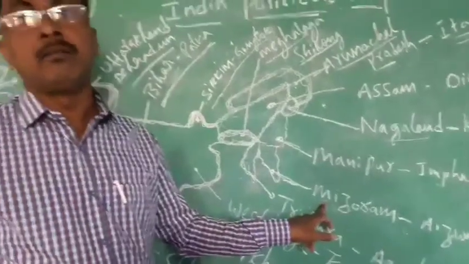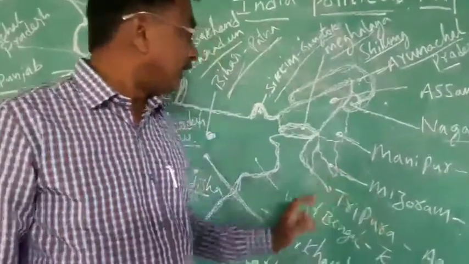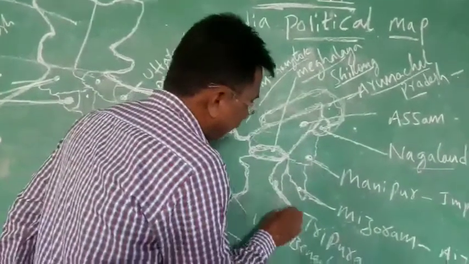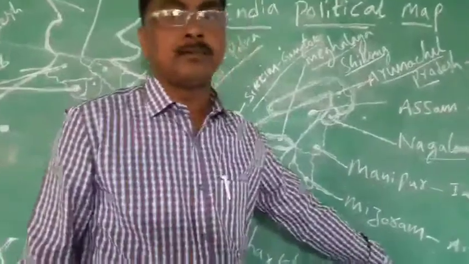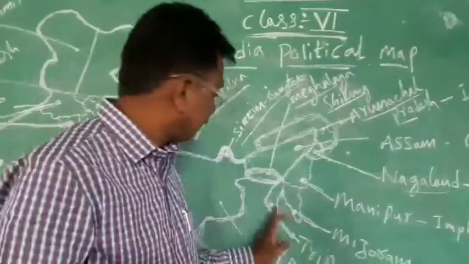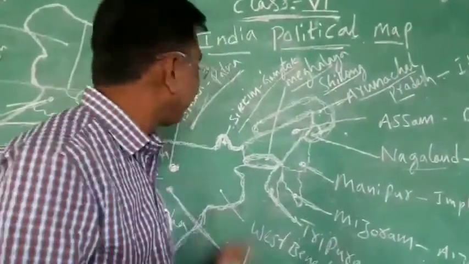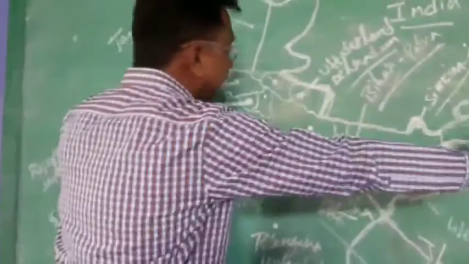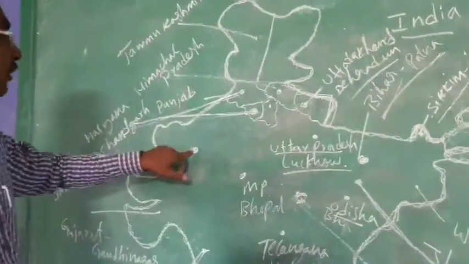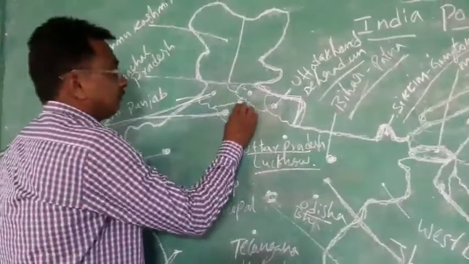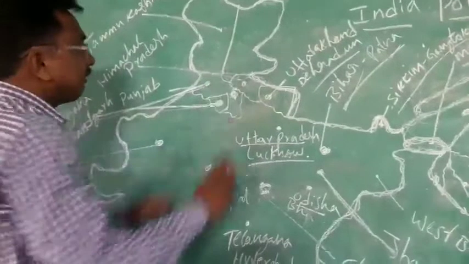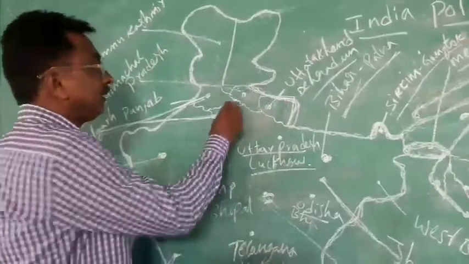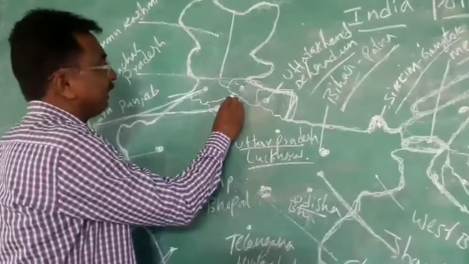Mizoram, Aizawl. Next, after Mizoram, Aizawl, we are having Tripura. Tripura, that is Agartala. You see here, Tripura is there, Agartala. And next you see, come to here, and we have completed this part like this. And now I am going to tell you about Delhi. Delhi is the capital city of India. Delhi is the center. Delhi, capital of India.